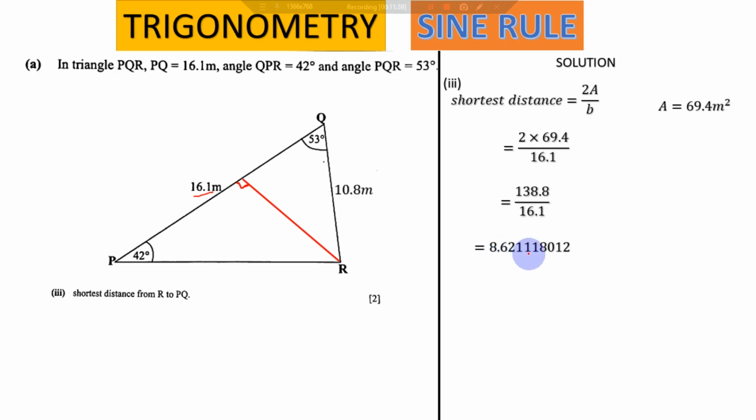8.628012. Round it off to 3 significant figures. So we're going to strike our line between 2 and the 1. Again, the 1 is less than 5, so the 2 will remain as a 2. So the final answer for the shortest distance is 8.62 meters.